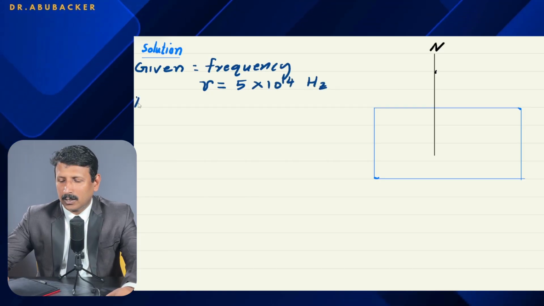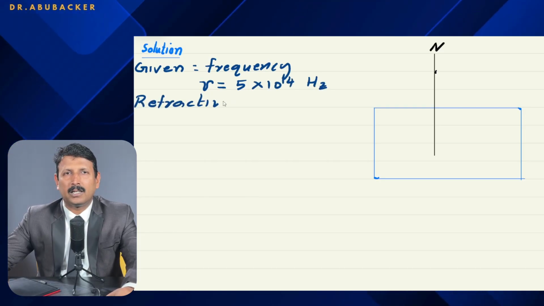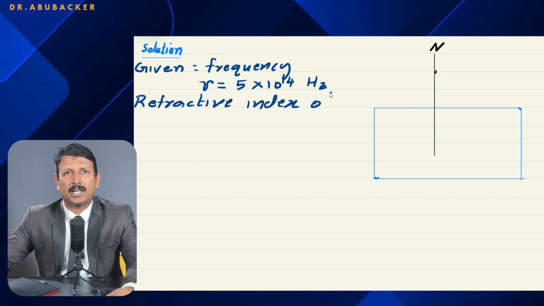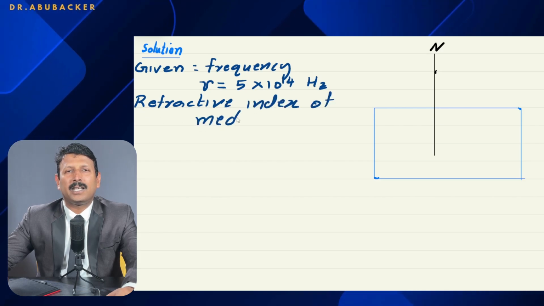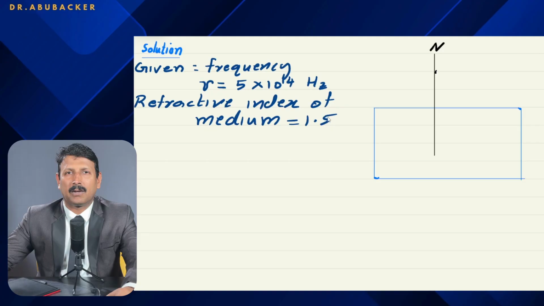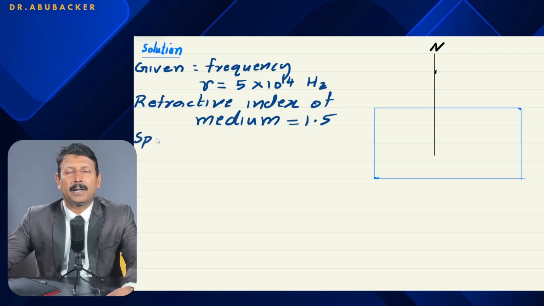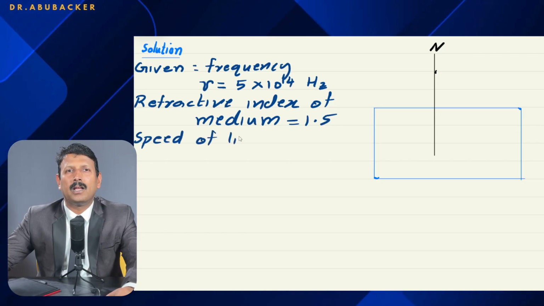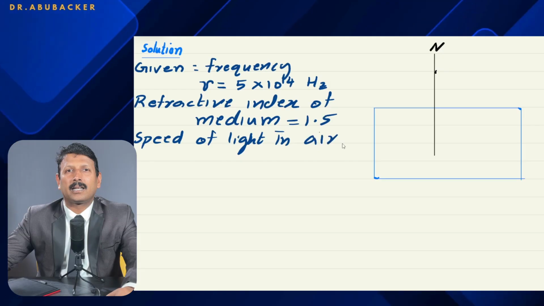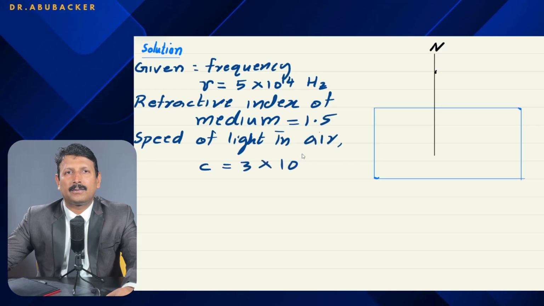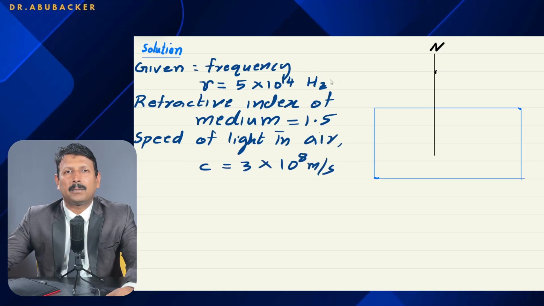So first we can write what is given here. Frequency is given, so nu is equal to 5 into 10 raised to 14 Hertz. The refractive index of the medium is given, from air entering into the medium, that is 1.5. Now the speed of light in air is not given, but you have to write it. That is equal to 3 into 10 raised to 8 meter per second. So this much we can write easily.